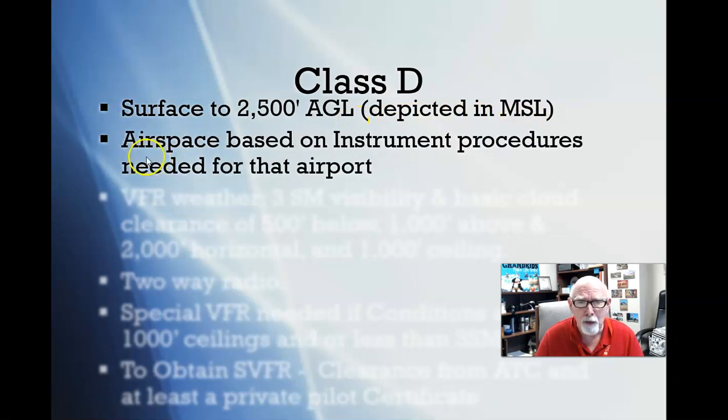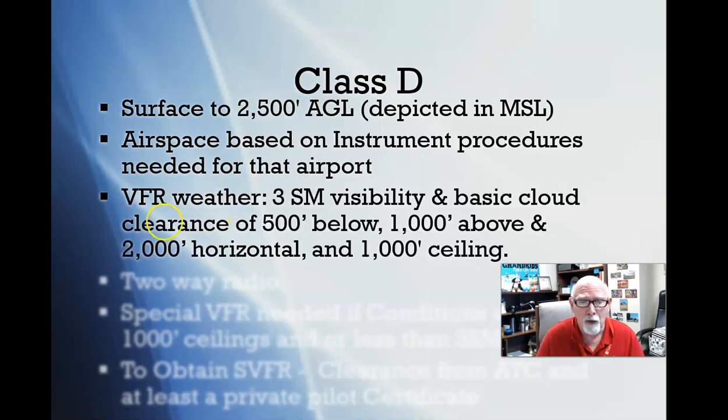It's basically a special airspace that is protected and for instrument approaches, even if the airport is uncontrolled. And a lot of times a Class D would be tower controlled. Again, VFR weather, 3 statute miles and basic cloud clearance, 500 feet below, 1,000 above, and 2,000 horizontal. And you have to have at least a 1,000-foot ceiling to operate within the Class D airspace. You've got to be talking to the tower. Okay, that's your blue airfields on your sectional charts.